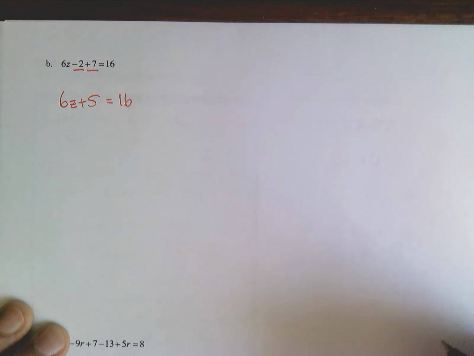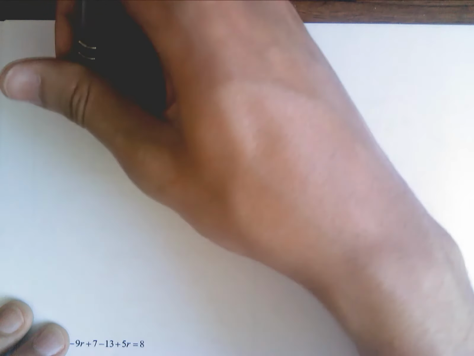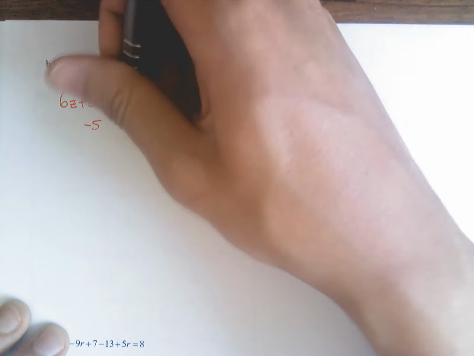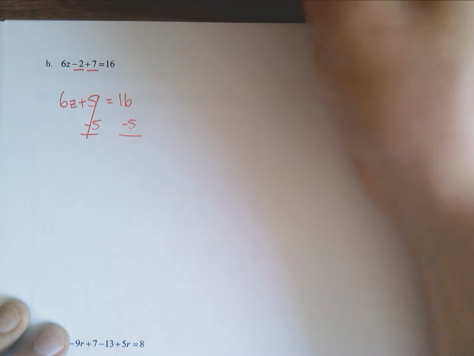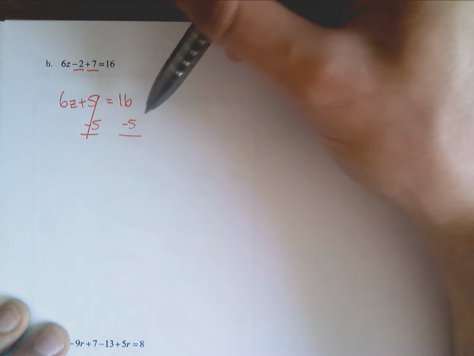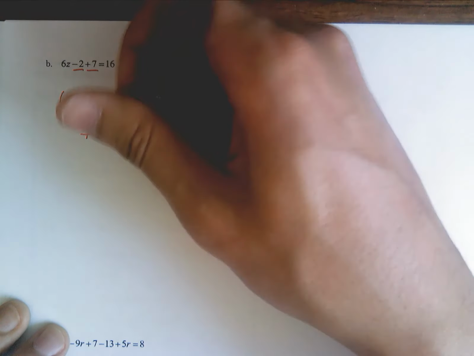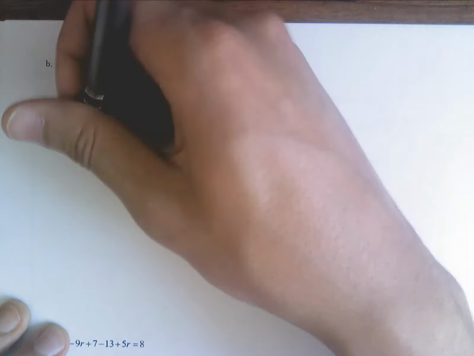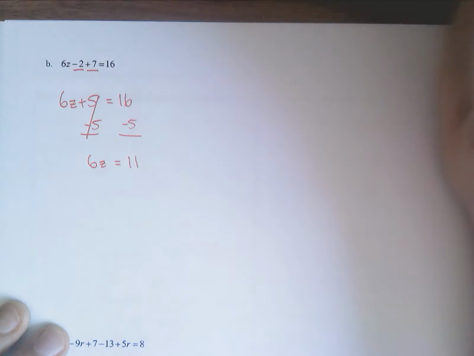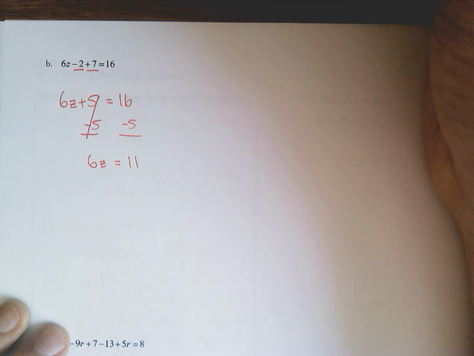In order to get rid of that plus 5, we subtract 5. So then the plus 5 and minus 5 cancel. And we have 16 minus 5. 16 minus 5 is 11. And then we bring down the 6z. So now we have 6z equals 11. In order to get z by itself, we've got 6 times z. So to get rid of that, we have to divide by 6.